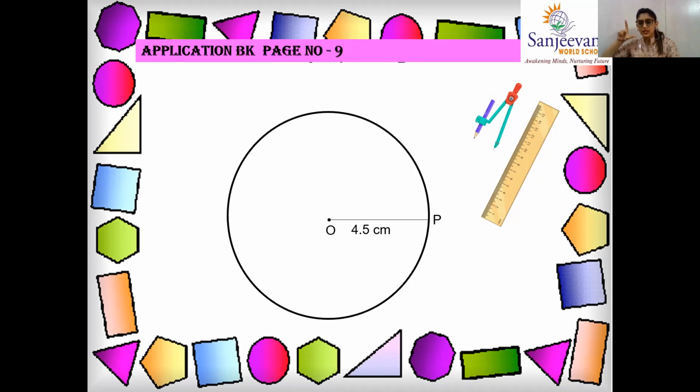So first you need to take your compass and measure the length of 4.5 centimeter using your ruler. That means your radii is of 4.5 centimeter. Then you draw the circle. See to it that labeling the center point of the circle and the radii is very, very important. Writing the measurement of the radii is also important.